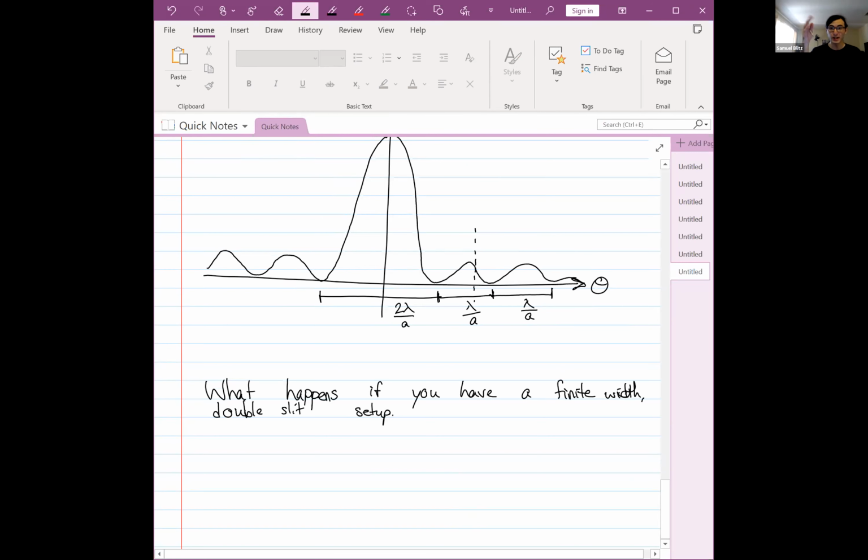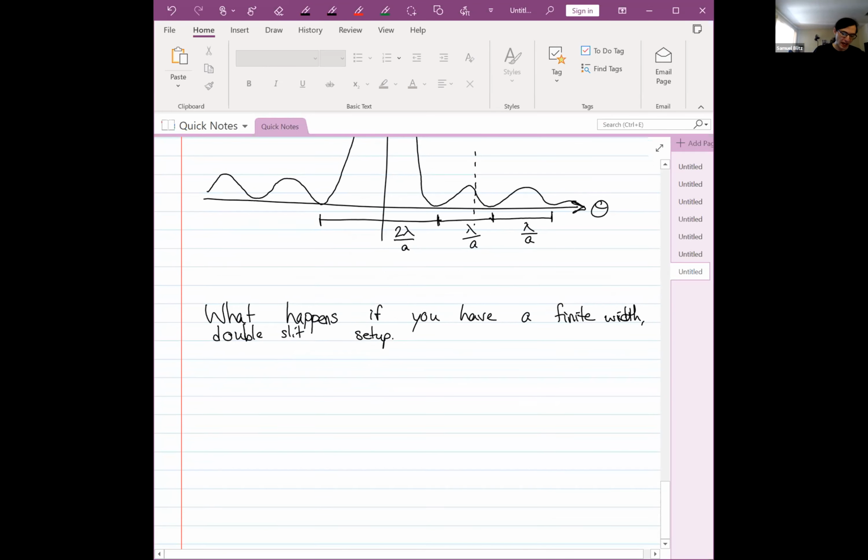Right. So here, this would have both effects. It would have the effect from each slit being finite, and it would have the effect from the 2 slits interfering with each other. So the end result of this is that you end up combining the effects from both single and double slits. We're assuming that they have the same width, by the way.